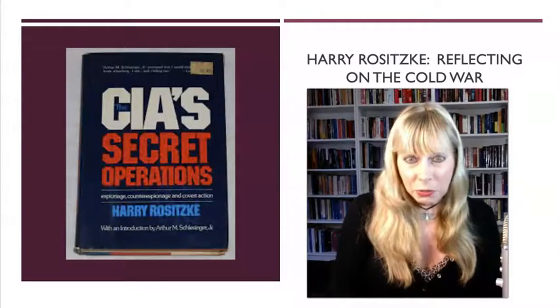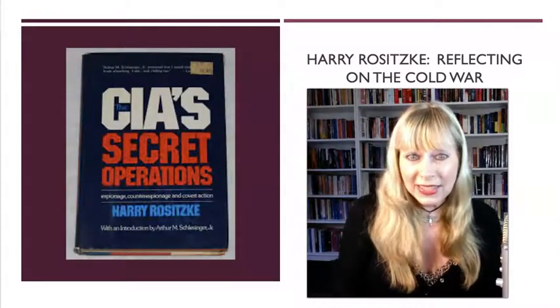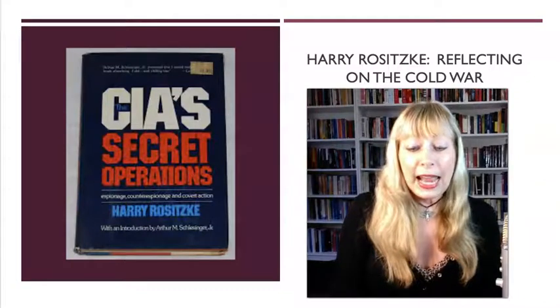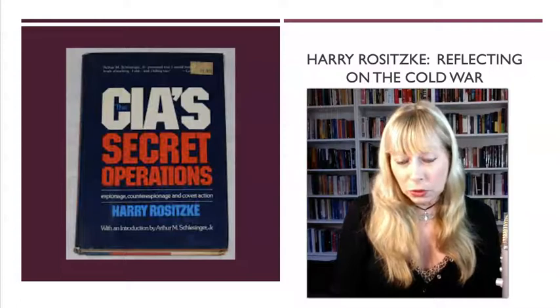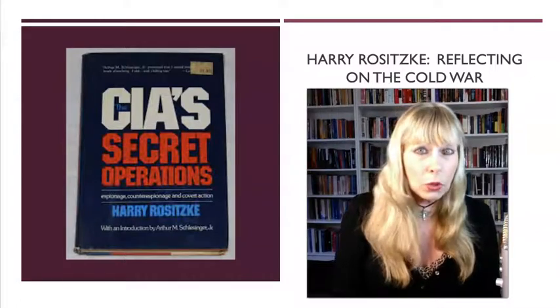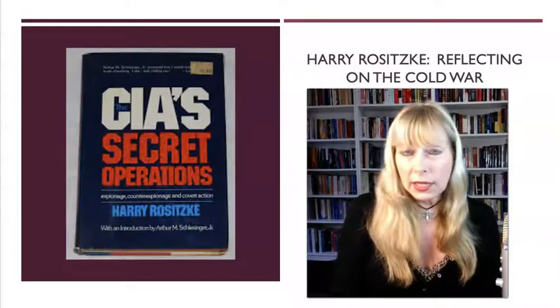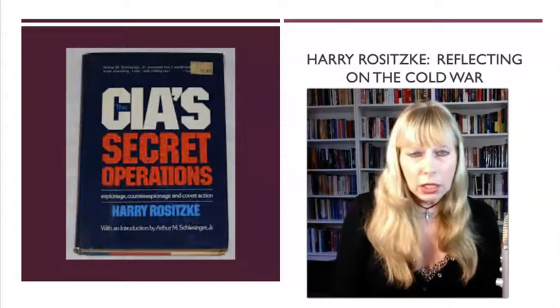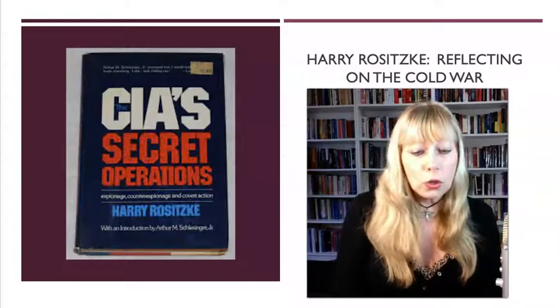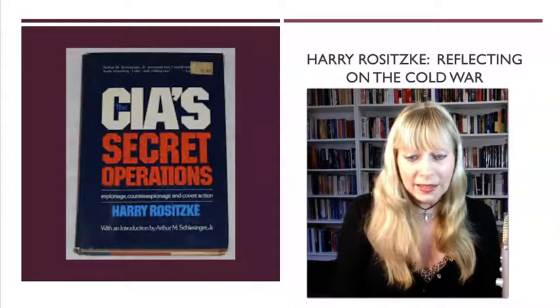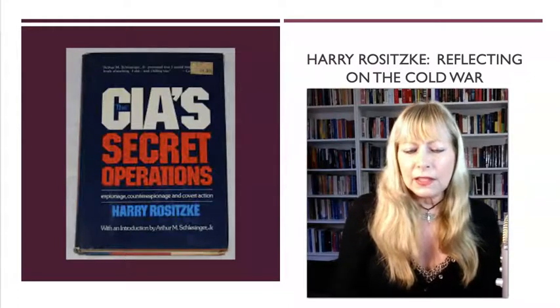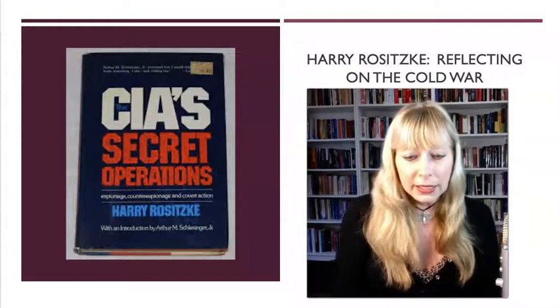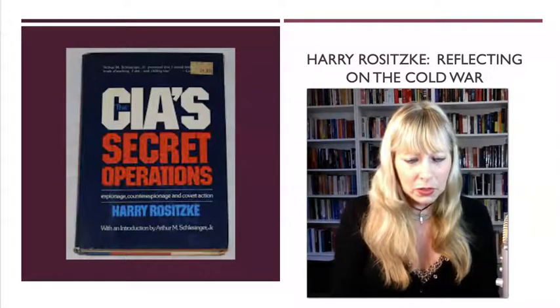Harry Rositzke wrote a book called CIA's Secret Operations. And looking back on the time period of the Cold War, which was launched after World War II, he wrote, "The world was divided into 2 parts, communist and free. All countries were either good or bad. Those who did not take sides were bad. The Cold War became a war against the infidels, a defense of free, God-fearing men against the atheist communist system.